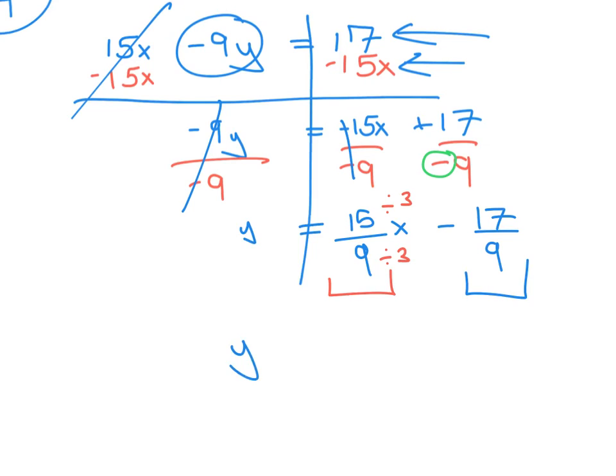So my final answer is y equals 15 divided by 3 is 5. 9 divided by 3 is 3. So 5 over 3x. Don't forget your x. Minus 17 over 9.